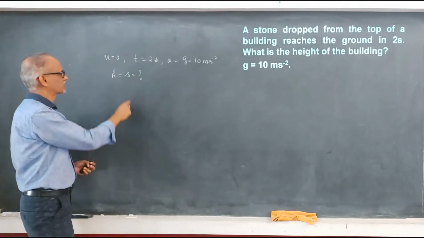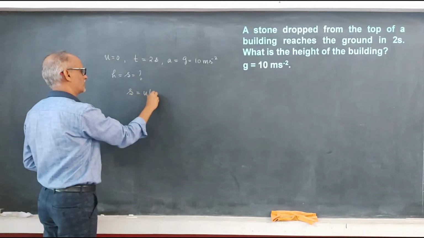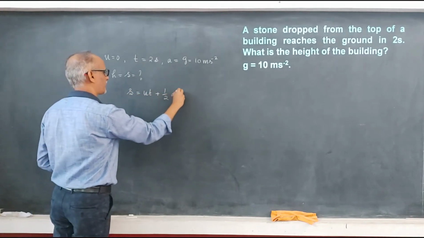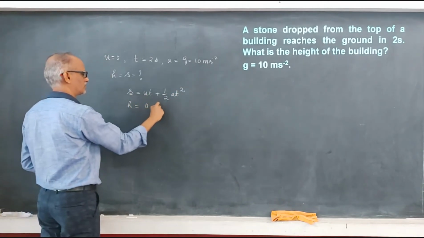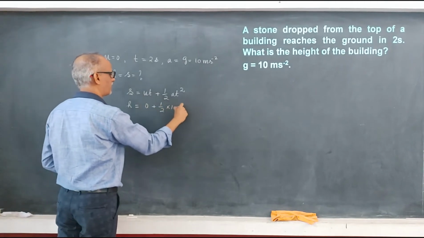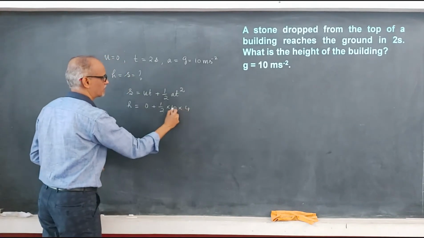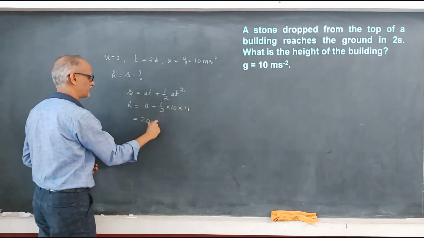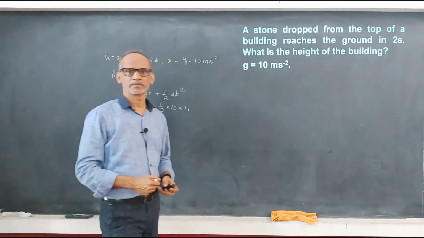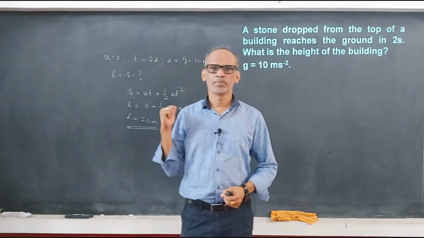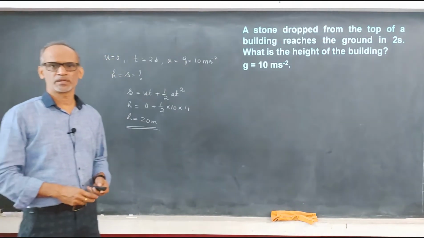Which is the equation that relates displacement in a given time? That is s is equal to ut plus half at square. S is h, the value of u is 0, plus half, the value of a is given as 10, and the time taken is given as 2, the square of it becomes 4, and 10 times 4, 40 by 2, is 20 meters. Therefore, the height of the building is 20 meters. Hope the steps are clear. Very easy problem. It is a 2 marks question.